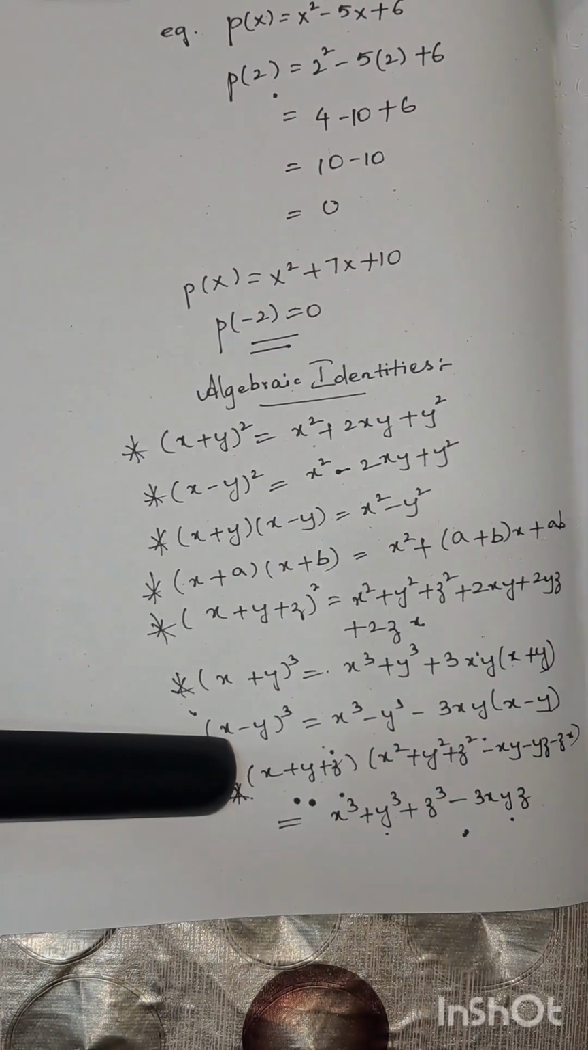Okay, so in today's video we have learned about polynomials. A polynomial is an algebraic expression in which the variables involved have only non-negative integer powers. We have learned about monomial, binomial, trinomial, quadratic polynomial, and cubic polynomial. We have learned how to calculate the zero of a polynomial, and also the remainder theorem, factor theorem, and algebraic identities.